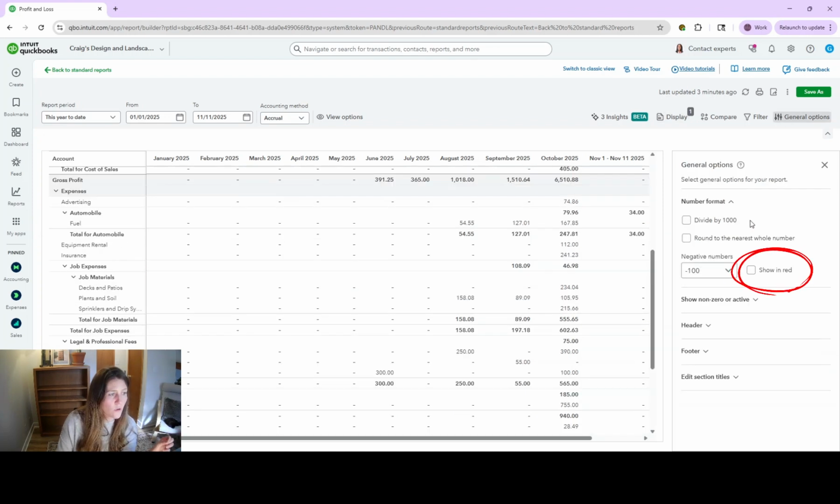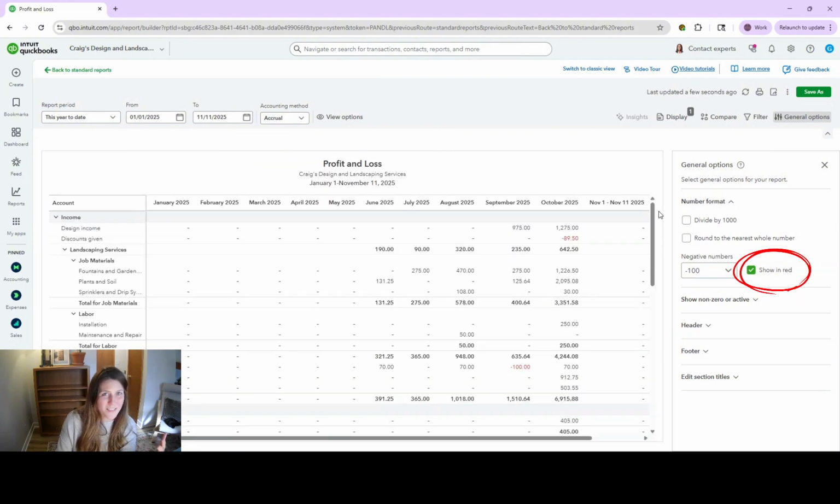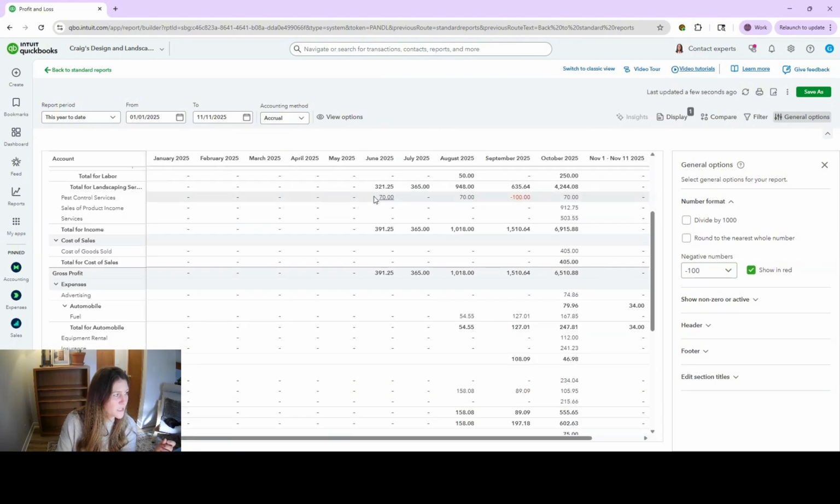You can also have QuickBooks show all your negative balances in red so that they stick out better. And then it's really easy to see, well, we spent $70 in June for pest control services, $70 in August, but then we have a negative $100 in September. That seems a little weird, so I might drill down and look into that one.